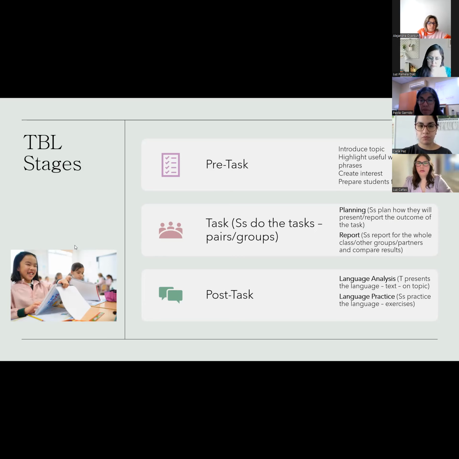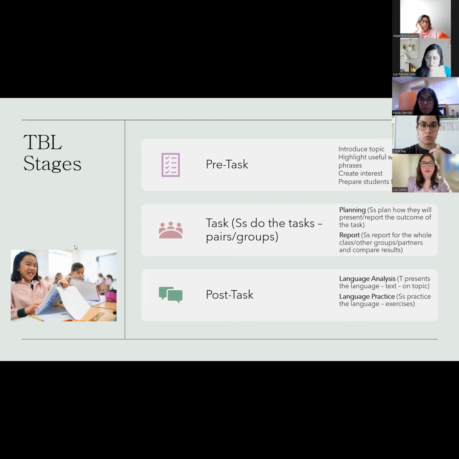Now, students need some planning, okay? So that would be one sub-stage. Students plan how they will present or report the outcome of the task. So it's a lot of planning, maybe group discussion, brainstorming, and then the report. Students report for the whole class, if you want to do that, or they go around and report to different groups, or they share with the partners, and we compare results, okay?